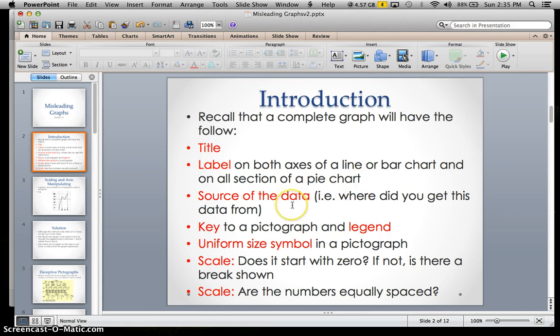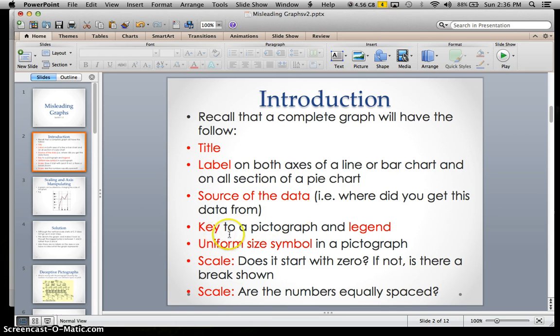Okay, you should also be telling me the source of the data. This is going to become important when we take a look at sampling and statistics. The source of the data becomes important when we're looking at reports or even in the newspaper: where did they get this data from? Where did they get it from?